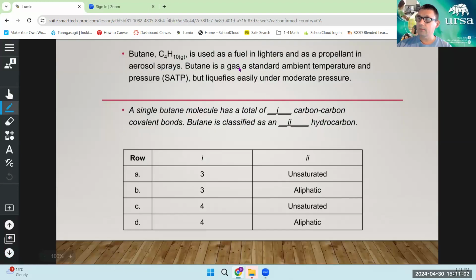Now, if you look at butane, it's used as fuel. A single butane molecule has a total of how many carbons? Well, it's going to have 4 carbons. Because it's an alkane, it's going to be a saturated or aliphatic hydrocarbon.